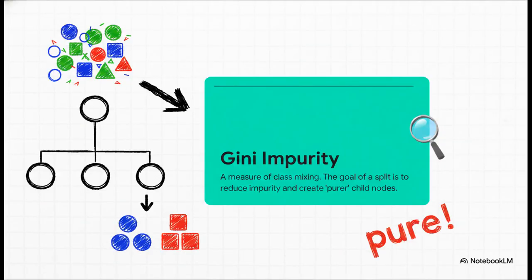Okay, so how on earth do they learn all these complex patterns? It all boils down to this concept called Gini impurity. The easiest way to think about it is like a messiness score for a group of things. If the score is 0, it means everything in that group is the same. It's perfectly sorted, or what we call pure. The tree's whole job, its entire goal, is to keep asking questions, making splits that create the purest, most sorted out groups it possibly can.